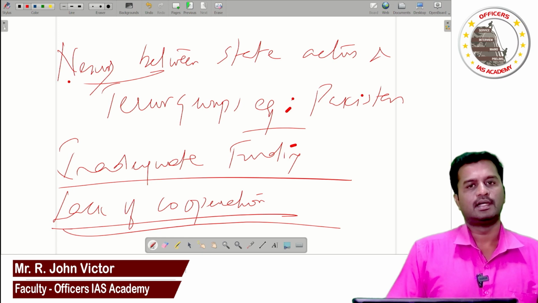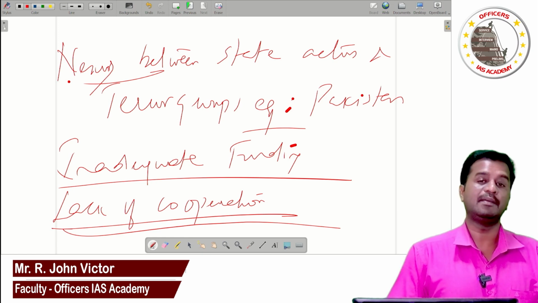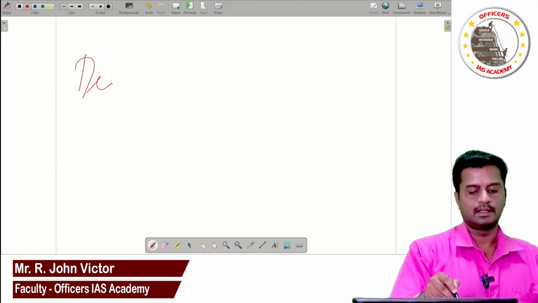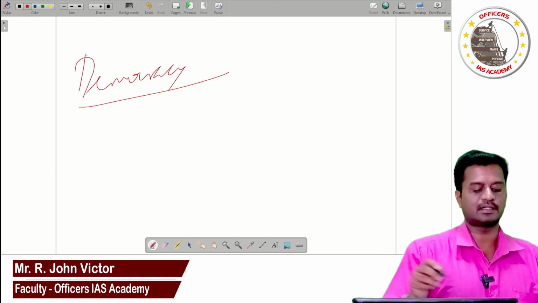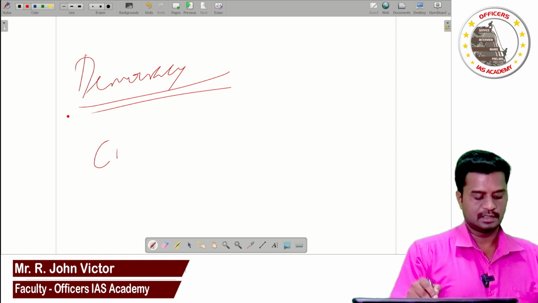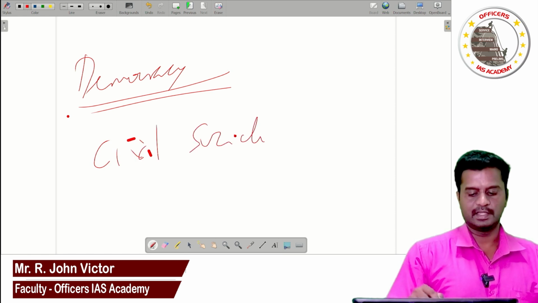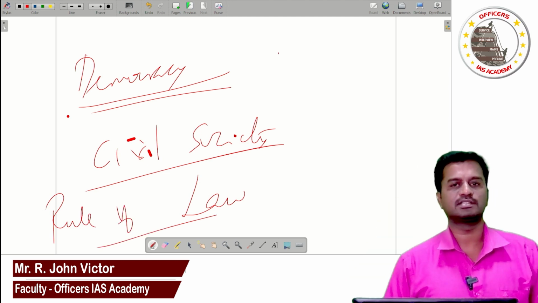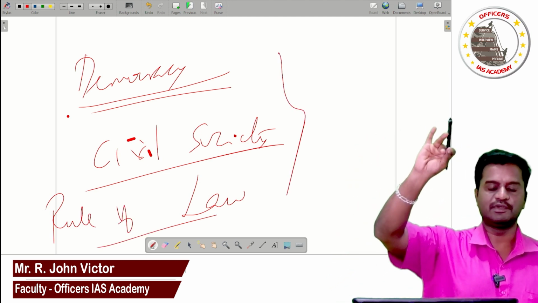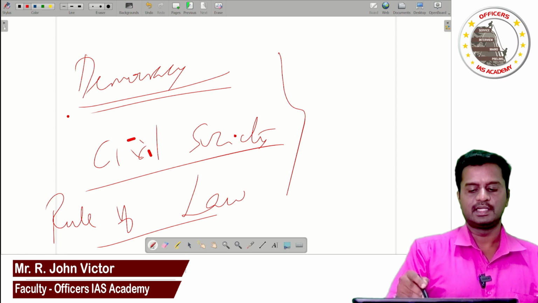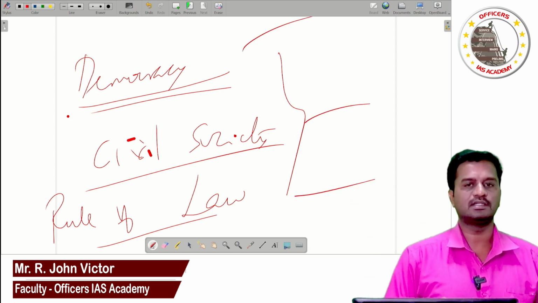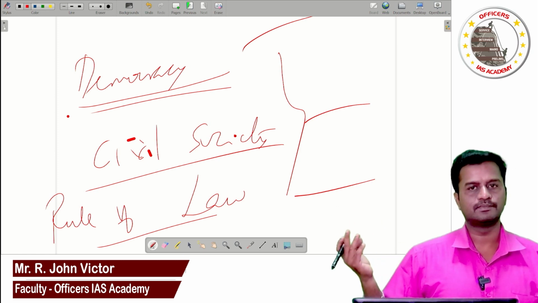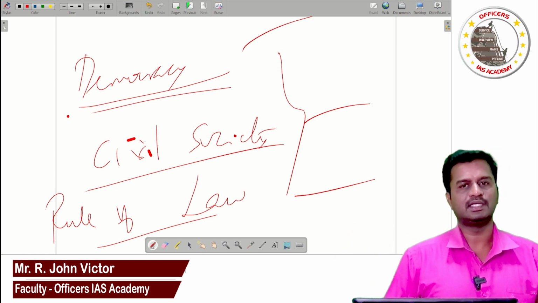prosperous world. One of the solutions to eliminating terror is establishment of democracies in many parts of the world affected by terror, involving the civil society, ensuring the rule of law. Mention these points and end the answer. Democracy, civil society, rule of law. You take Afghanistan, these are lacking in Afghanistan. The country is ruled by a terror group called Taliban. So mention these in the solution.